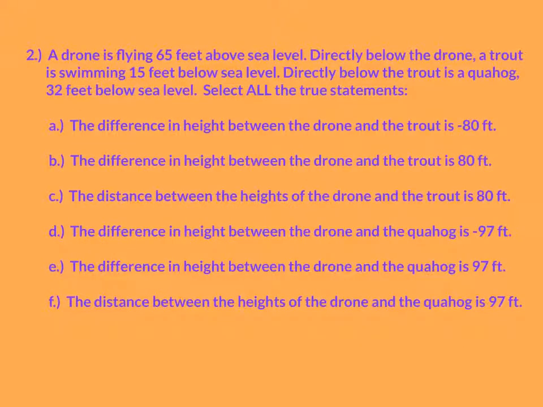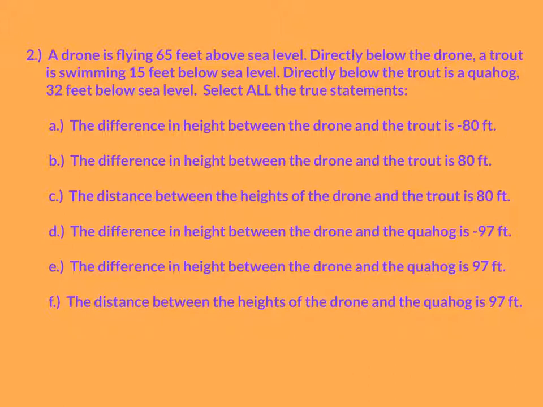Next. A drone is flying 65 feet above sea level. Okay, it seems high. That's interesting. Directly below the drone, a trout is swimming 15 feet below sea level. And directly below the trout is a quahog 32 feet below sea level. Select all the true statements.